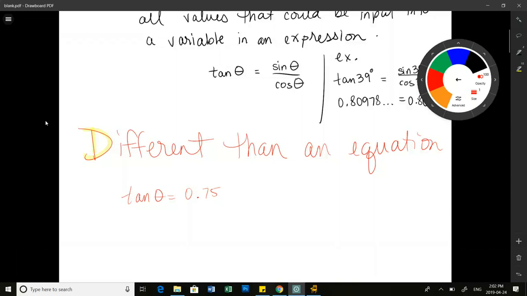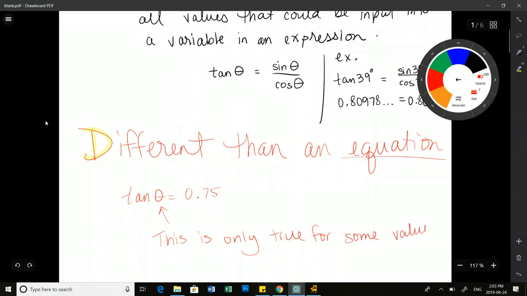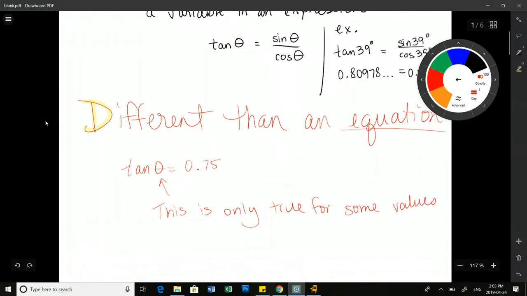And an equation is only true for the values that you solved the equation to be true for, right? So this is an equation and not an identity because this is only true for some values of theta, and those would be values of theta that we would have to solve for.